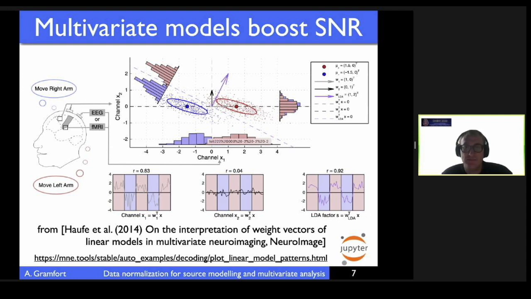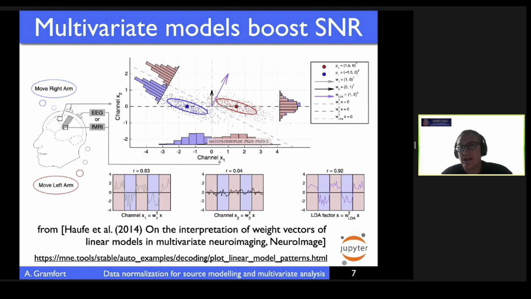What you see here is that if you project these blue dots or red dots along the X1 axis, you see these distributions. The distributions in blue and red are partially overlapping, but not too much, on the X1 axis. Now, if you look at the other axis, X2, the distributions are almost perfectly overlapping, which means that if you were to try to disambiguate the right arm from the left arm by just having a single sensor and doing statistics only on channel X2, it will not work at all.